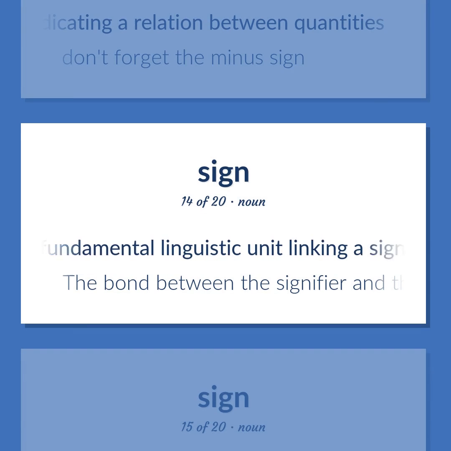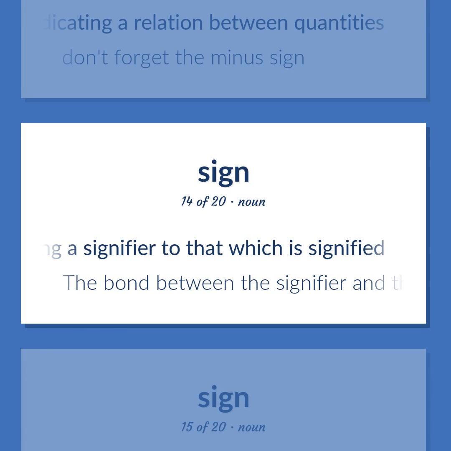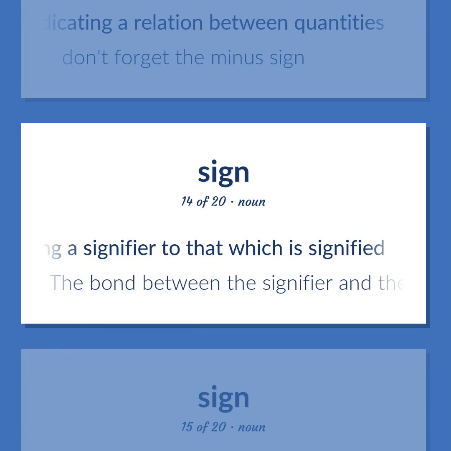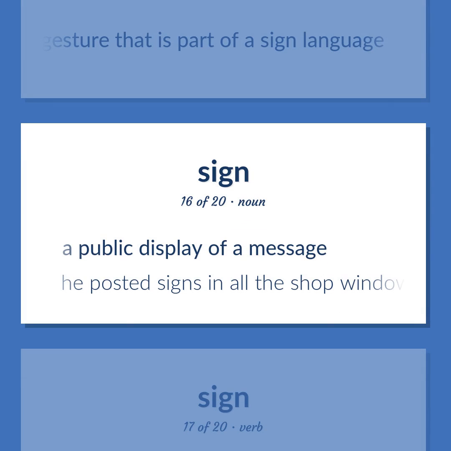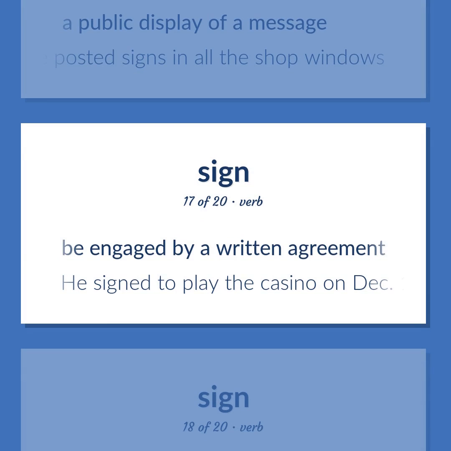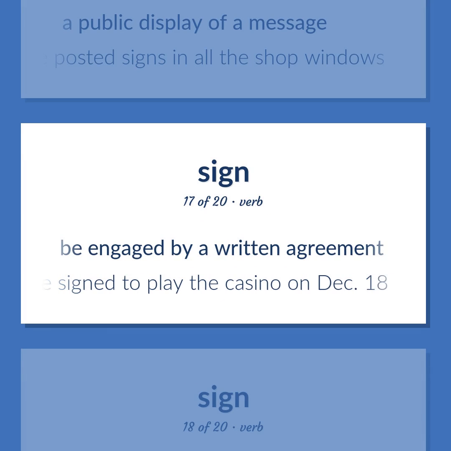A fundamental linguistic unit linking a signifier to that which is signified. The bond between the signifier and the signified is arbitrary. A gesture that is part of a sign language. A public display of a message. He posted signs in all the shop windows. Be engaged by a written agreement. He signed to play the casino on December 18th.